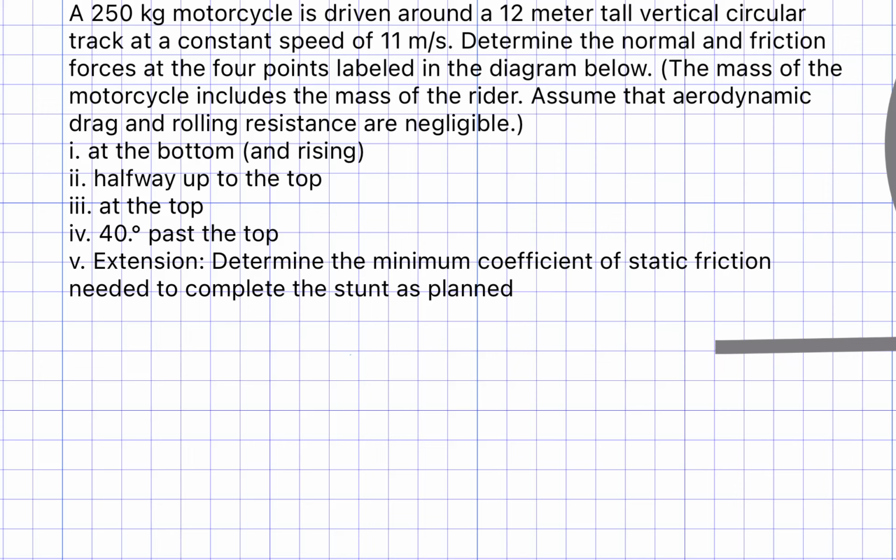All right, so this is going to be problem number 2 from the class packet for chapter 7, where we're working on rotational motion. Okay, a 250 kilogram motorcycle is driven around a 12 meter tall vertical circular track. So we're going to use that as, that's going to be the radius, which is going to be 6.0 meters.